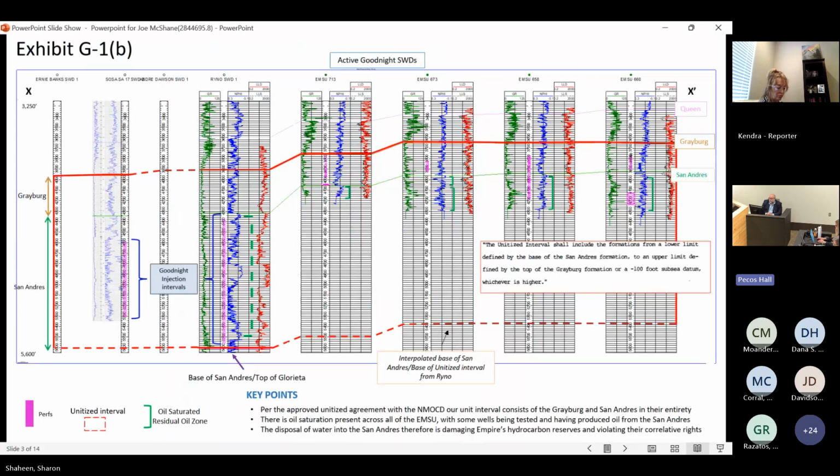And what do the green brackets indicate? The green brackets indicate where we are identifying a residual oil zone.